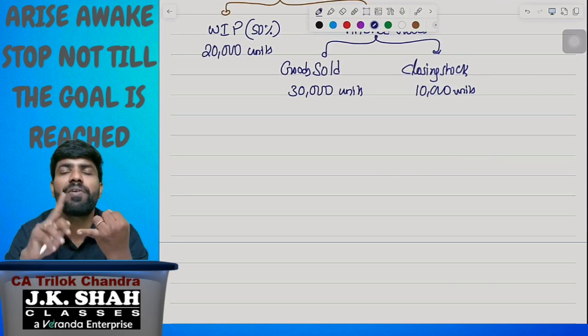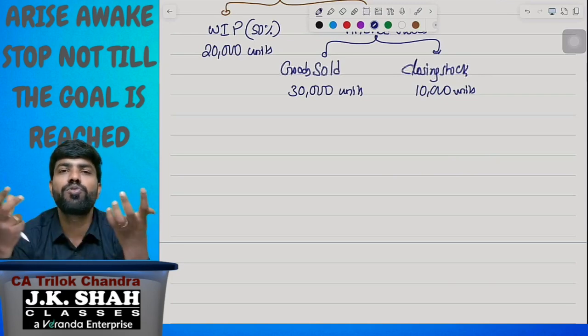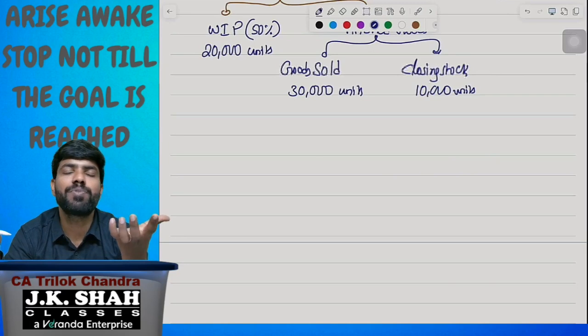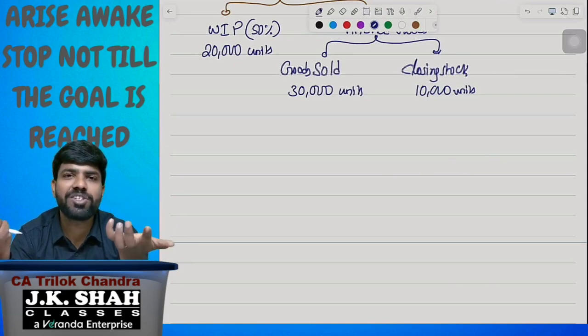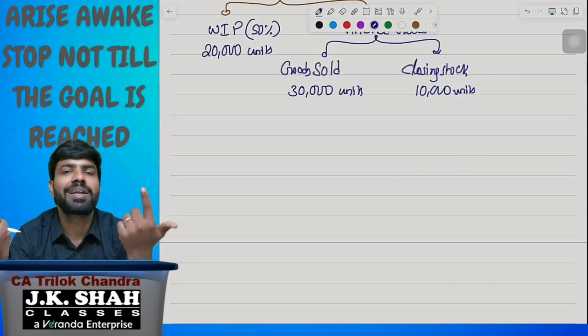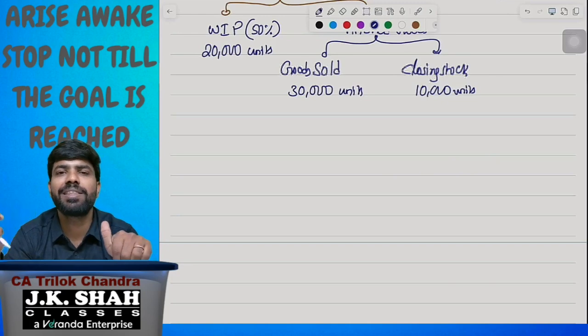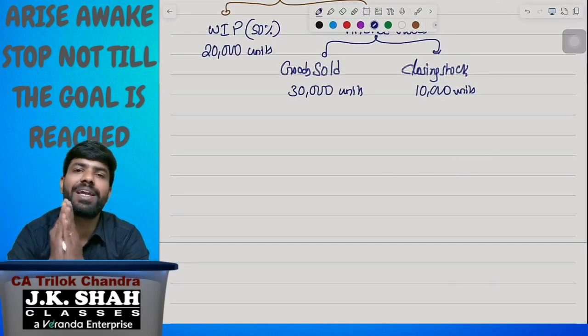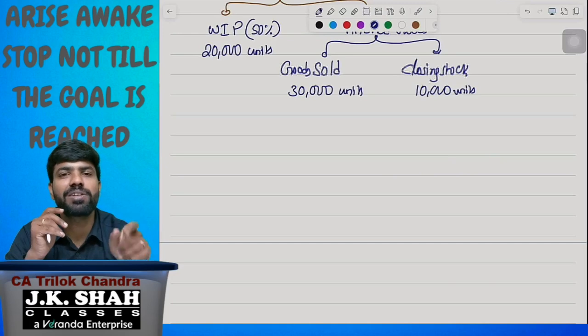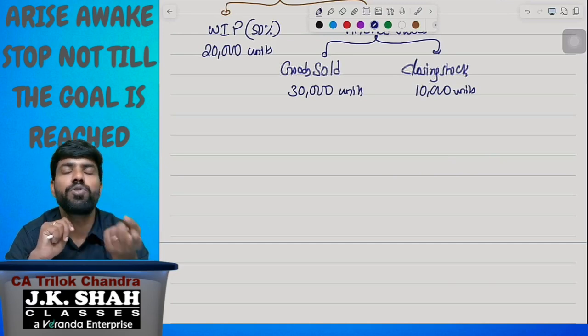When it comes to treatment of under or over absorption, there will be two classifications. The under absorption happens because of a normal increase in prices or wrong estimation. The second one is any other reason. If it is due to wrong estimation or normal increase in prices, classify it as product cost. Any other reason, classify it as period cost. If you classify it as period cost, directly transfer to P&L. If you classify it as product cost, consider it for stock valuation. That means the overheads will be considered for WIP stock and finished goods stock.